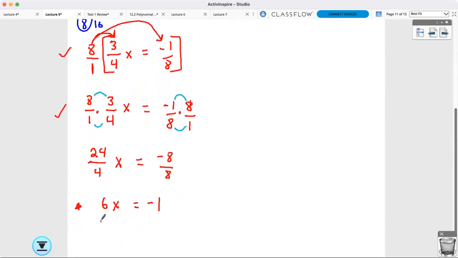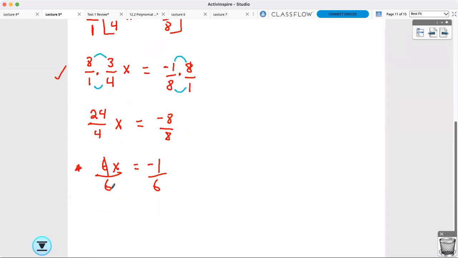We want to solve for x, right? So we have 6x equals -1. How do I get x by itself, guys? What do I do on both sides to move the 6 over? Divide. We're going to divide by 6. So now the 6's cancel. So then we're going to get x equals -1 over 6. And that's our solution, guys. We are done.